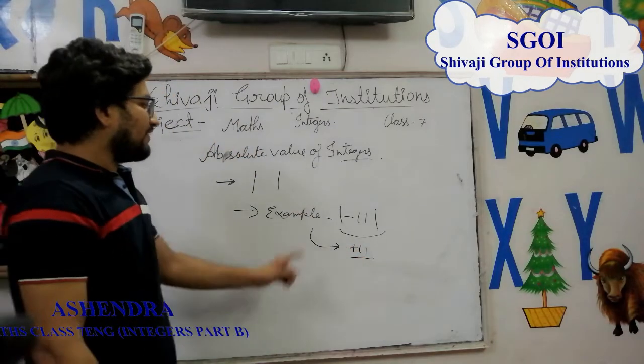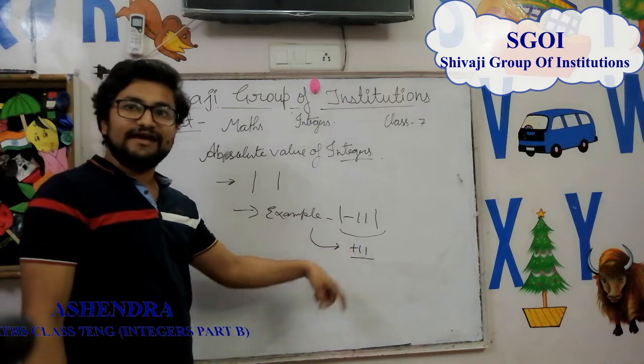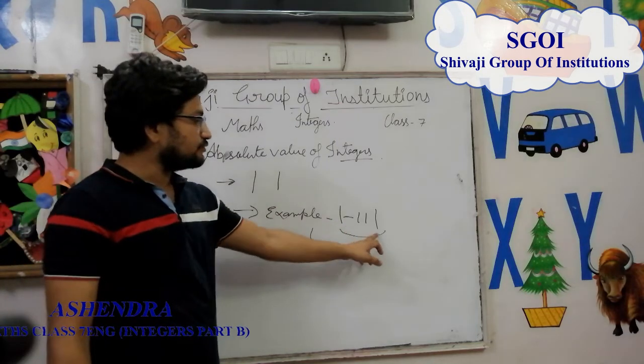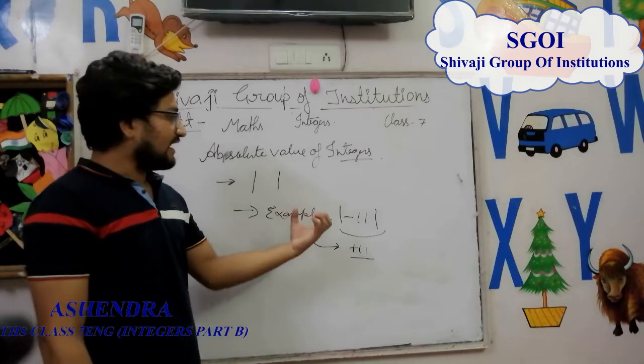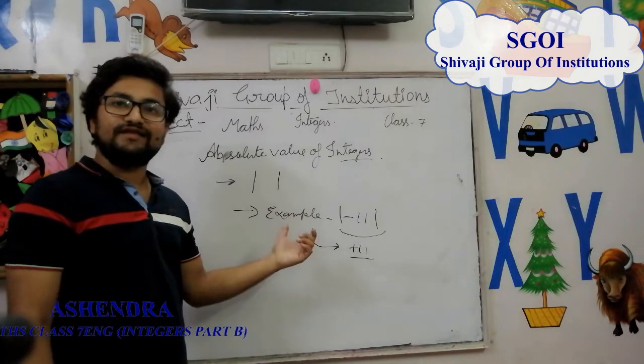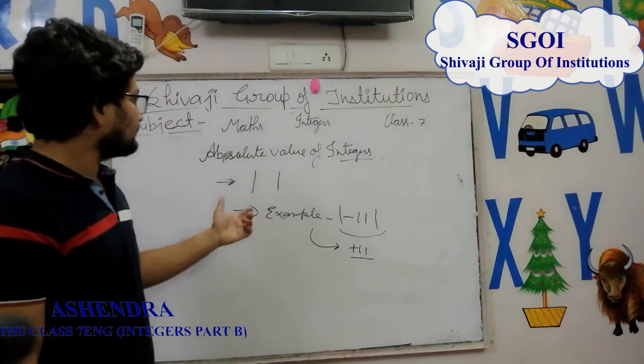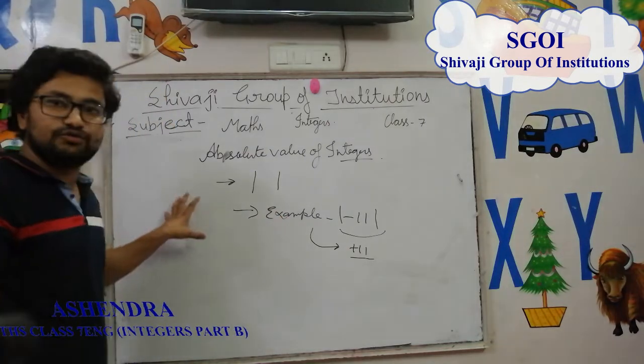That means whether the value is negative or positive, inside the absolute brackets the result comes out to be positive. It deals only with the magnitude of that thing. I hope you are very clear with this concept of absolute value of integers.